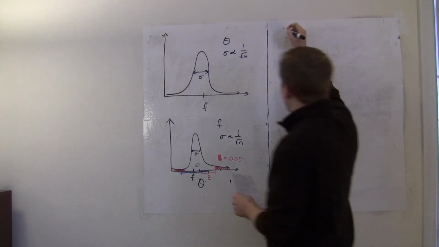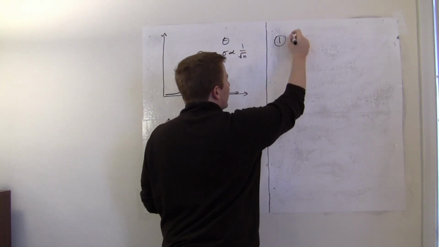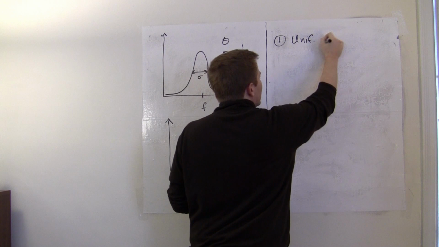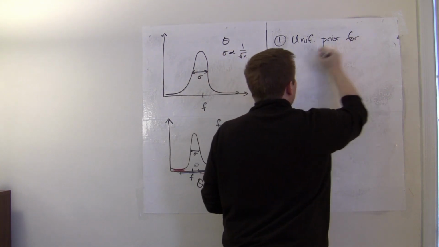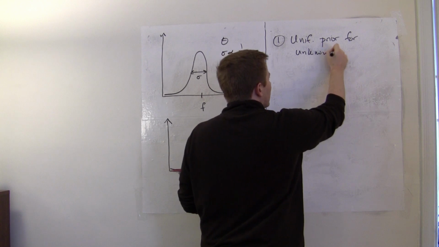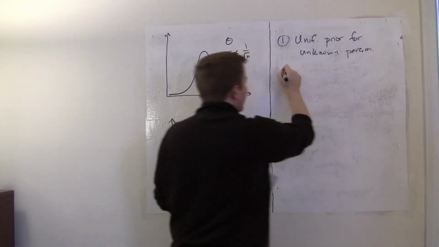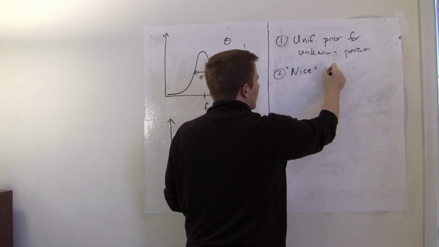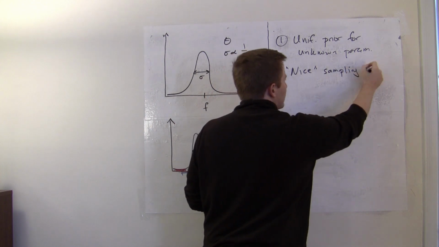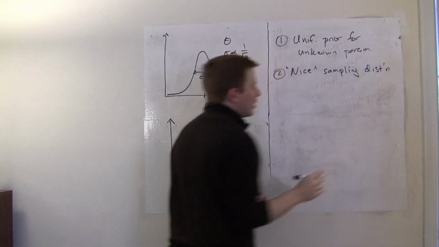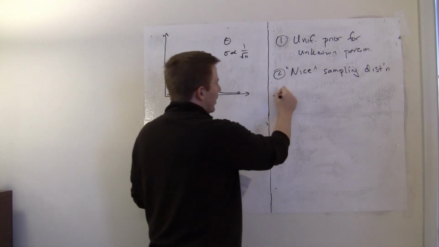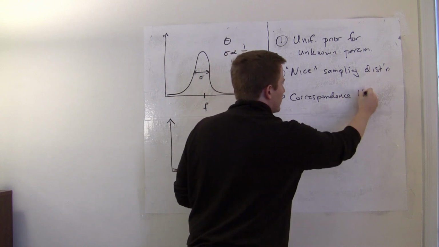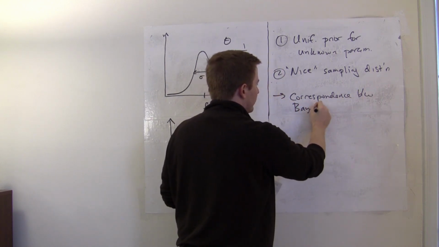Remember, the key ingredients of this were, first of all, that we had a uniform prior for our unknown parameter, and we had a nice sampling distribution, which was this Gaussian function or normal distribution. That might be applicable to more distributions. But when that setup occurs, we expect to get a correspondence between the Bayesian and the orthodox method.